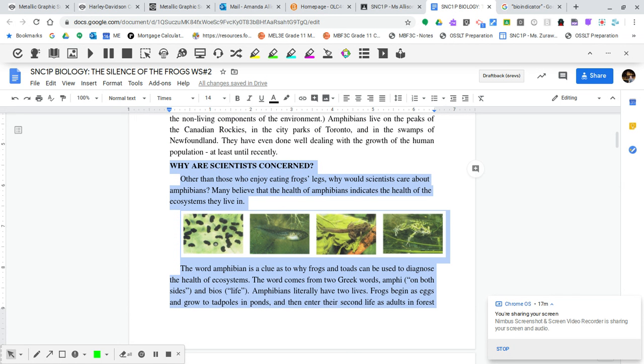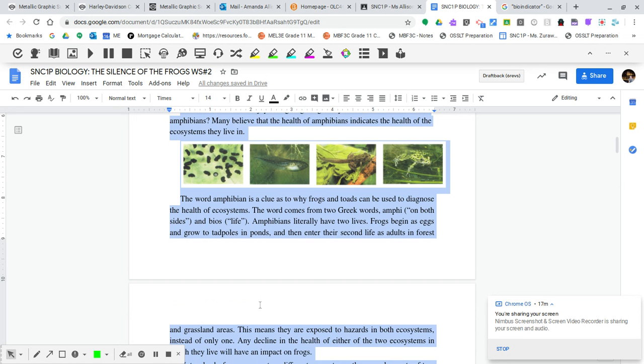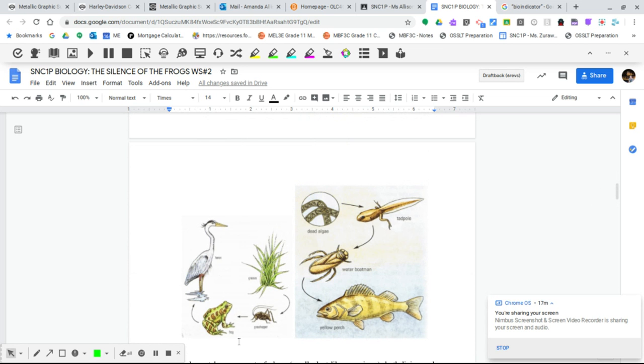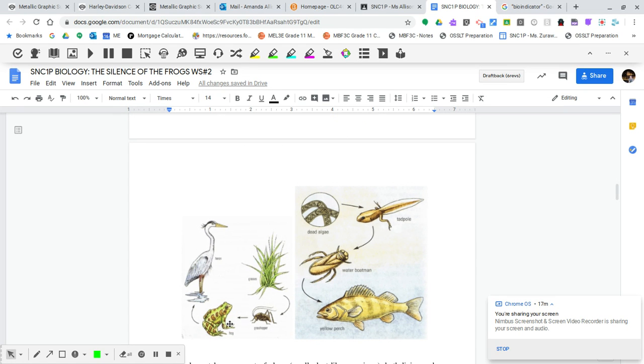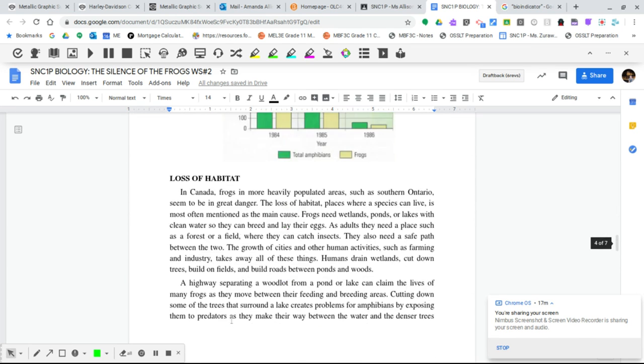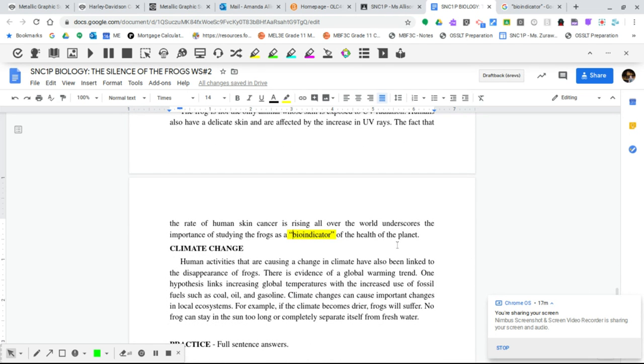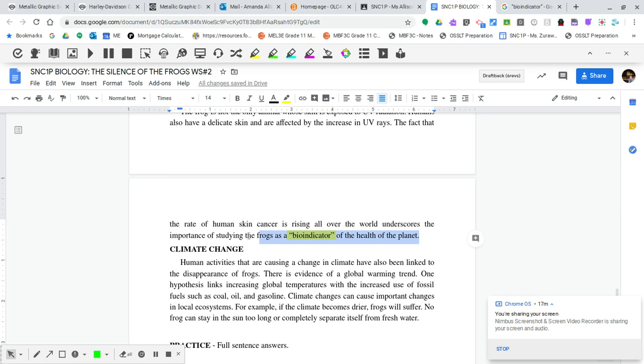So how would a decrease in the number of tadpoles be a bioindicator of the health of the pond in that area? And then you could think about, well, what about the frogs that are living on the land? If we had a huge decrease of the frogs that are living around the water, then why is that happening? And what does that mean for the environment? So that's how you're going to relate this bioindicator.